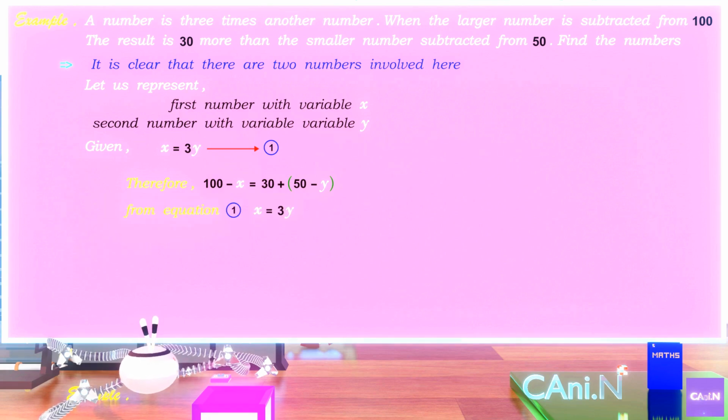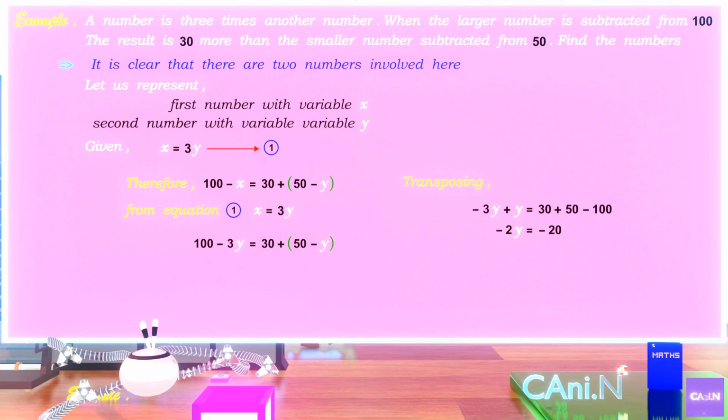From equation 1, x equals 3y. So, 100 minus 3y equals 30 plus 50 minus y. Transposing, we get minus 2y equals minus 20. Y equals 10. And x equals 3y. Therefore, x equals 30.